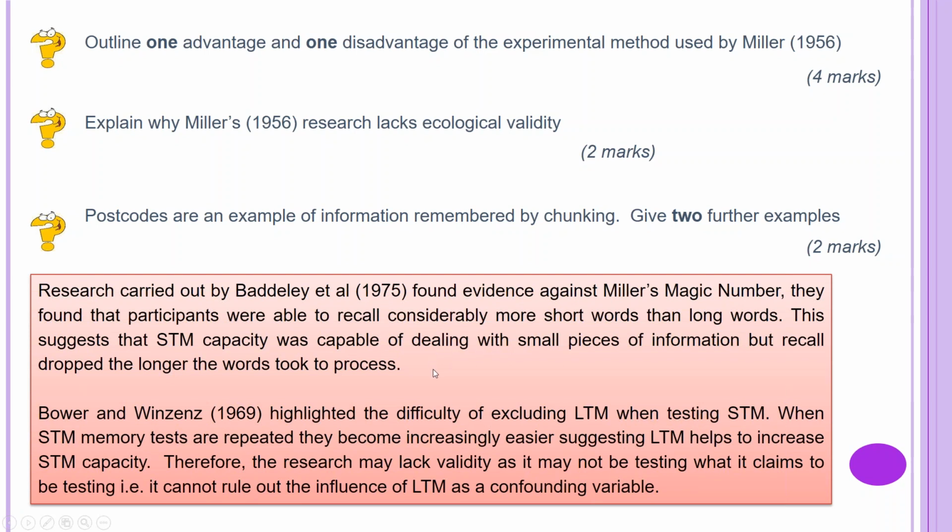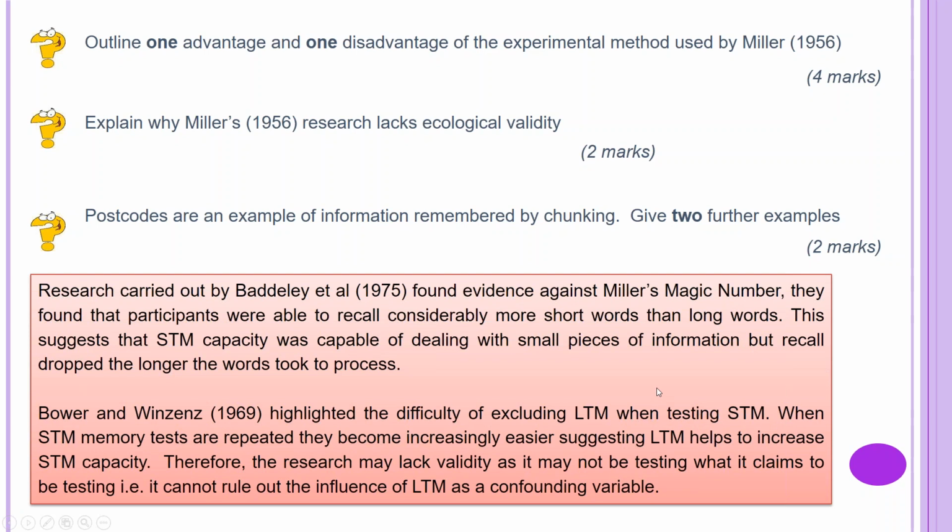Okay, research carried out by Baddeley et al. 1975 found evidence against Miller's magic number. They found that participants were able to recall considerably more short words than long words. This suggests that short-term memory capacity was capable of dealing with small pieces of information, but recall dropped the longer the words took to process.